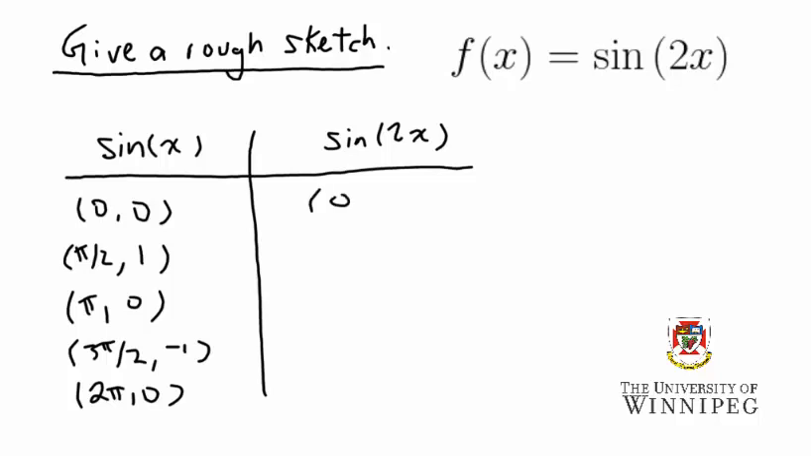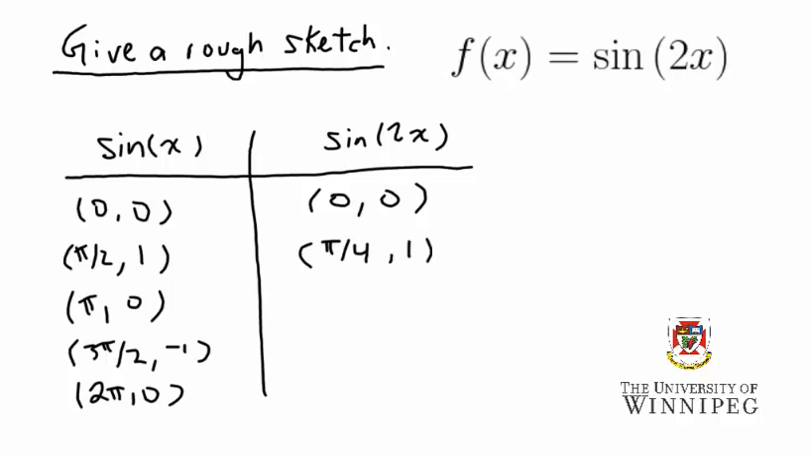Our first point, which is (0, 0), is not going to be affected because x is equal to 0 in this case, and if we divide that in half, it's not going to change. Our second point on sine of x is (pi/2, 1). And if we divide pi/2 in half, we get pi/4. So we'll have a new point, (pi/4, 1).